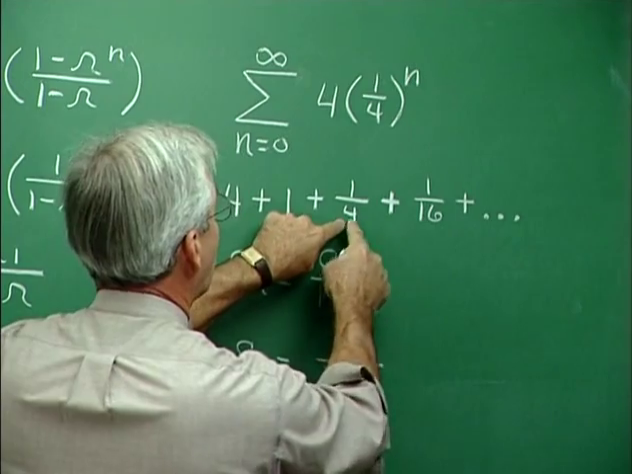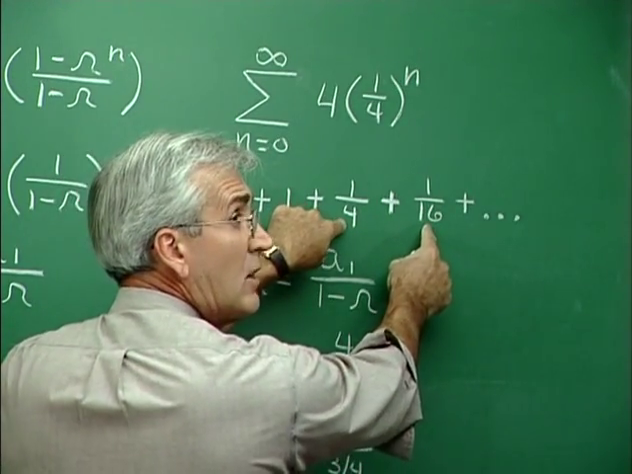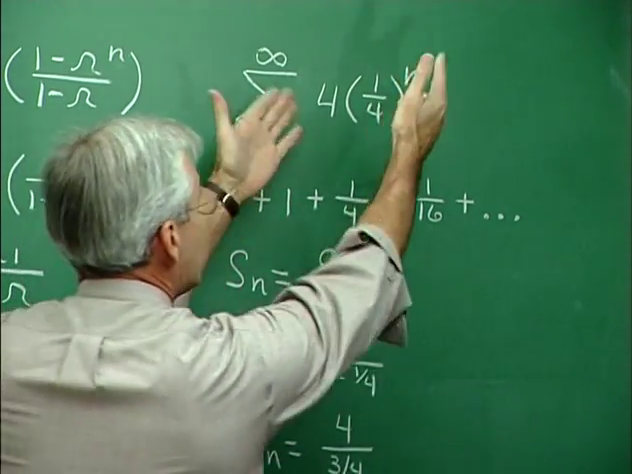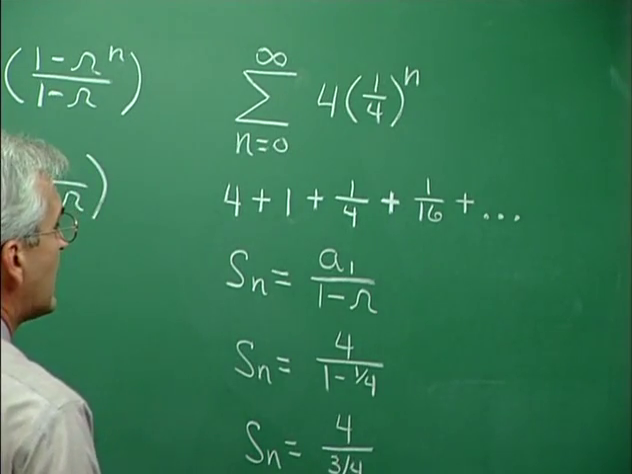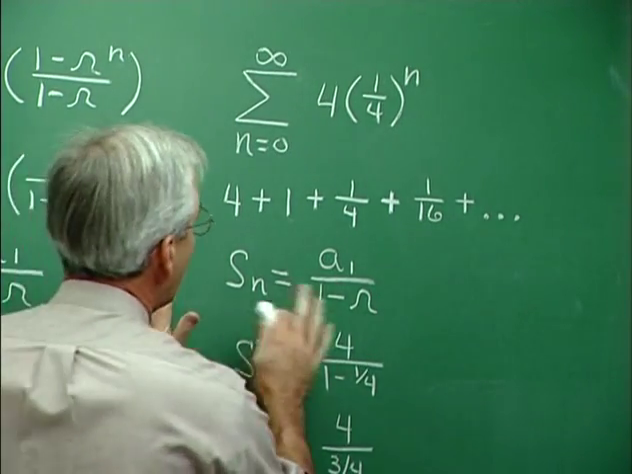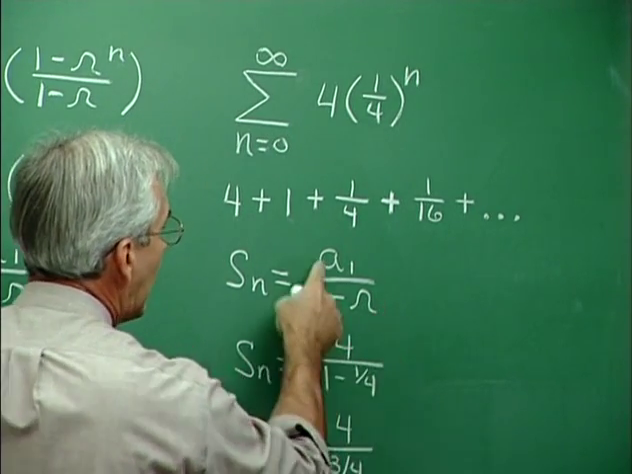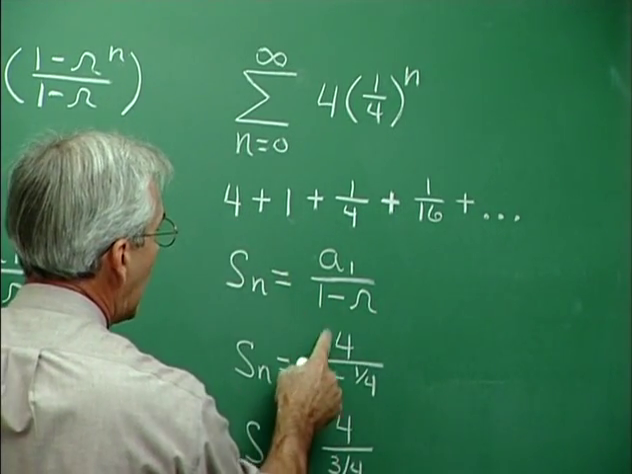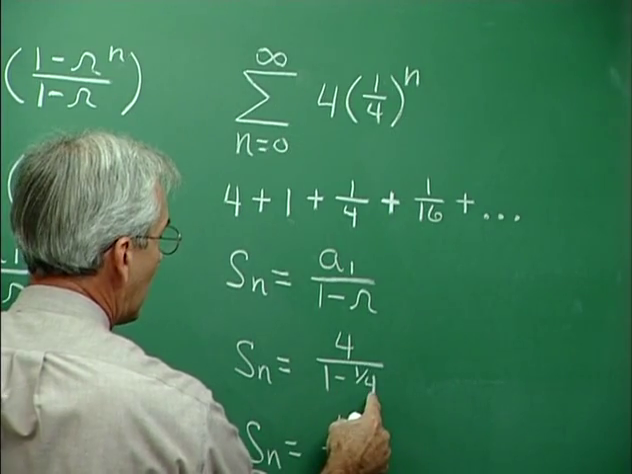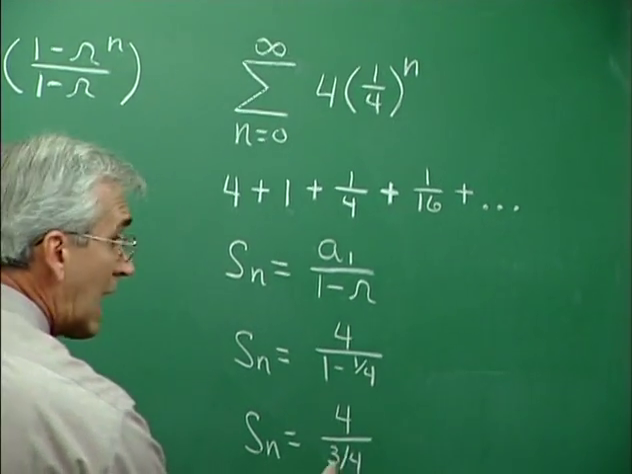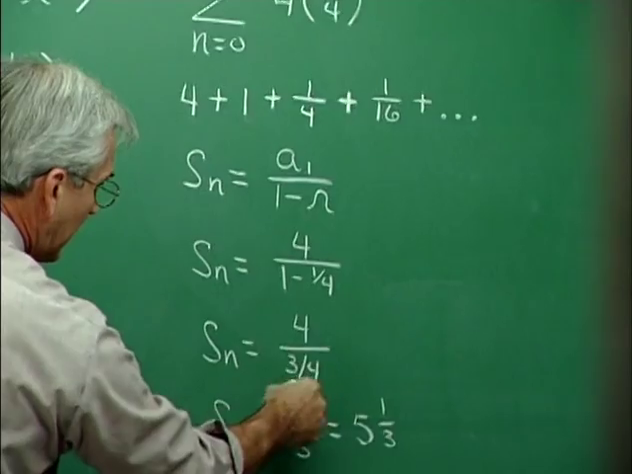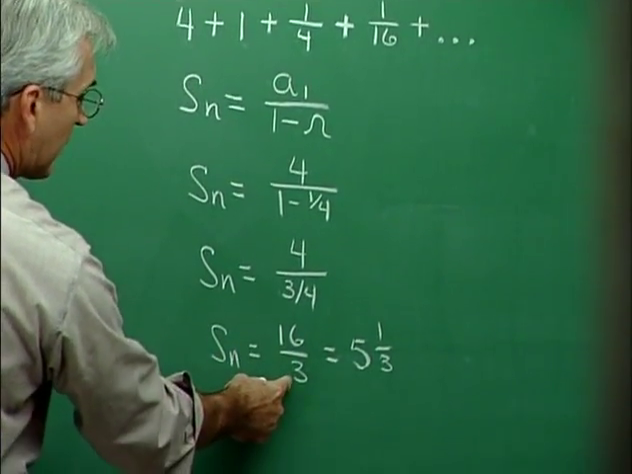1/4 of 1, that's 1/4. 1/4 of 1/4, that's 1/16. You see, doing it like that is a little easier than using the model up here, it turns out. Well, let's see. To go through with our formula, it's a sub 1 over 1 minus r. And a sub 1 turns out to be 4. And then 1 minus r is 1 minus 1/4. That's 3/4 in the denominator. And so cleaning this up a little bit, it's 16 over 3, or 5 1/3.